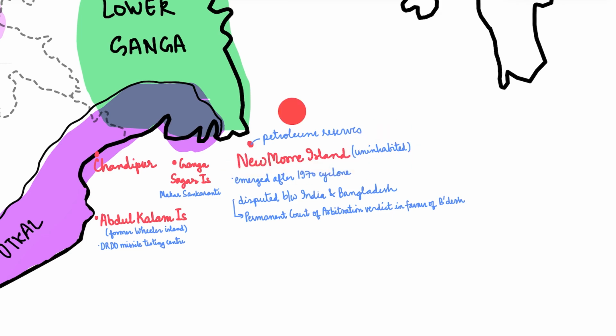This is rich in petroleum reserves, and there have been some contentions between India and Pakistan, and this actually emerged after the 1970 cyclone. So the Permanent Court of Arbitration basically gave a verdict in favor of Bangladesh. So according to the Permanent Court of Arbitration, this should belong to Bangladesh, but there have been some contentions, basically because of it being rich in petroleum reserves and also claiming the territory of both of the countries. So this was also news.